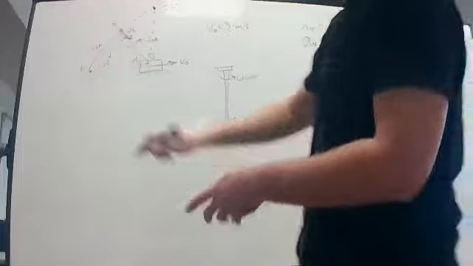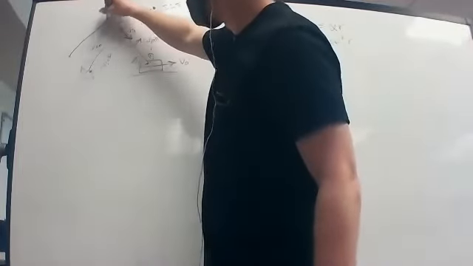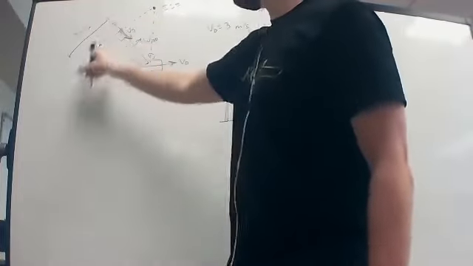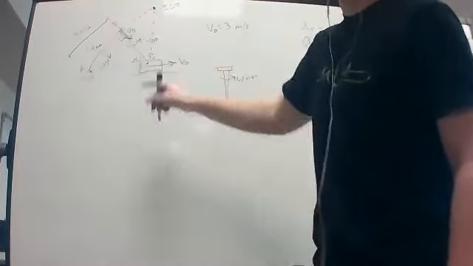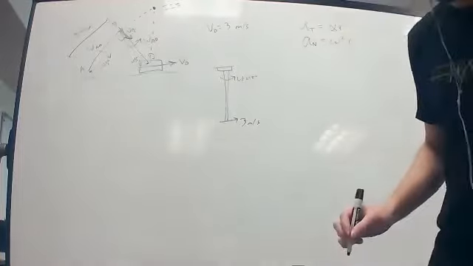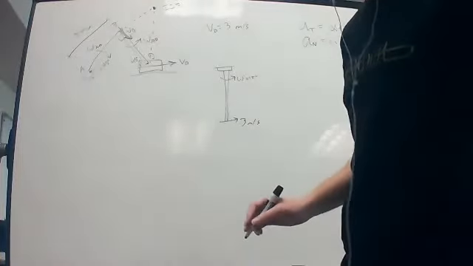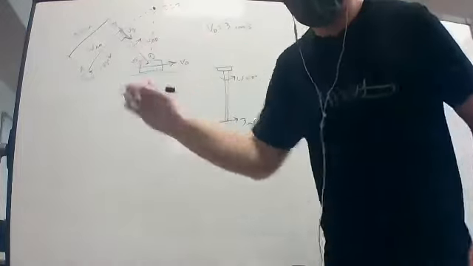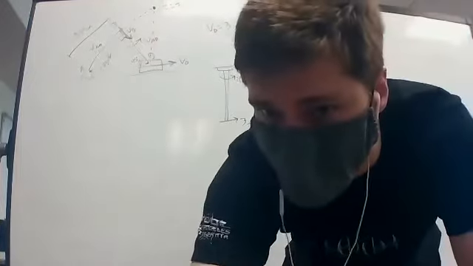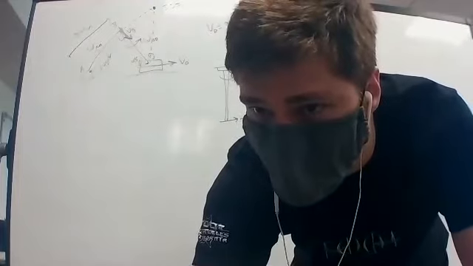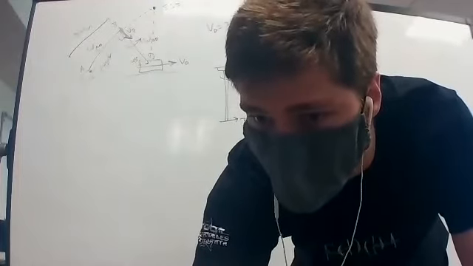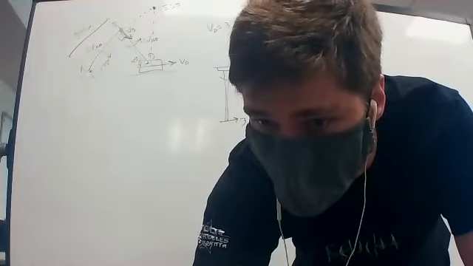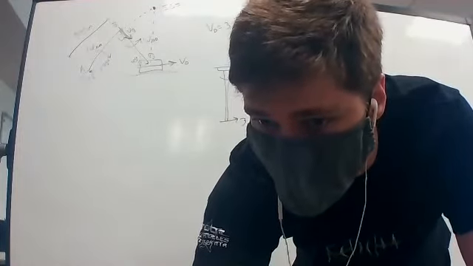So knowing that both of these lengths are 0.4 meters, given in the problem, I'm just going to write it here, and it's the same for BD as well, we can find the lengths of these 2 pieces. This is just going to take a little bit of geometry. Okay, we're good.